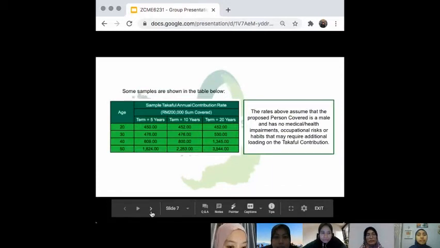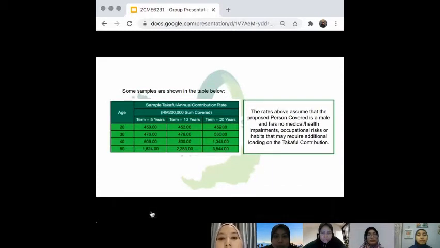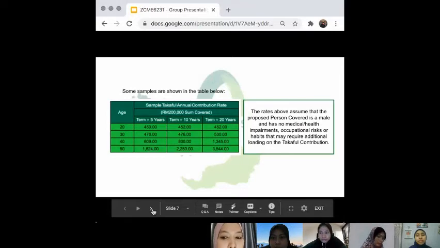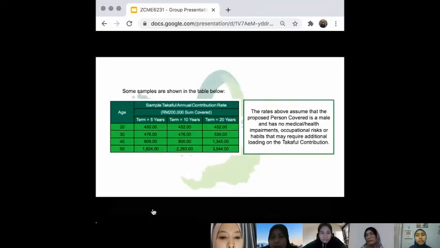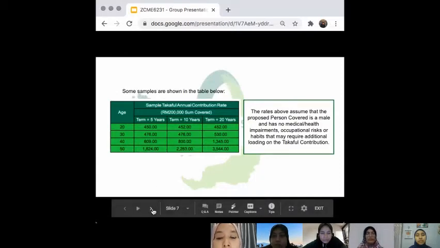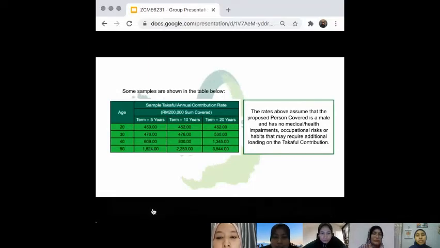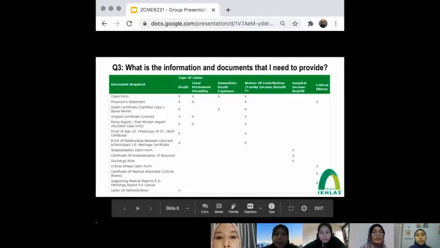Next, this is a sample of the Takaful annual contribution plan. The sum covered is 200,000 with different durations: 5 years, 10 years and 20 years. The rates assume that the proposed person covered is male and has no medical or health impairment, occupational risk, or habits that may require additional loading on the Takaful contribution. That's all for me. Moving to question 3.